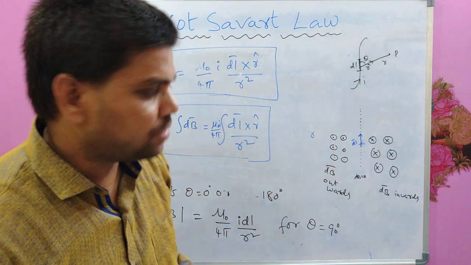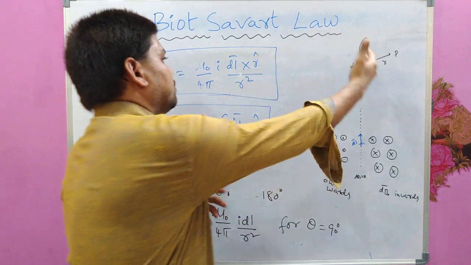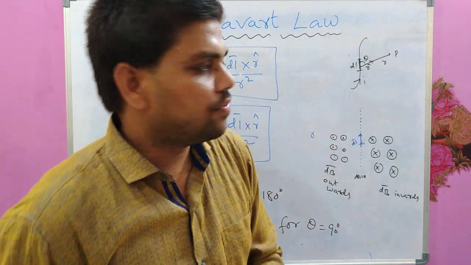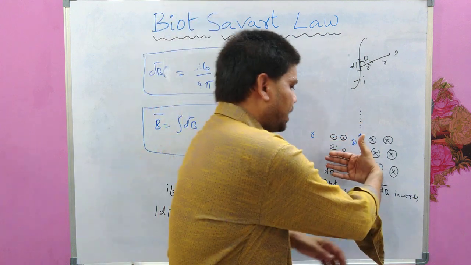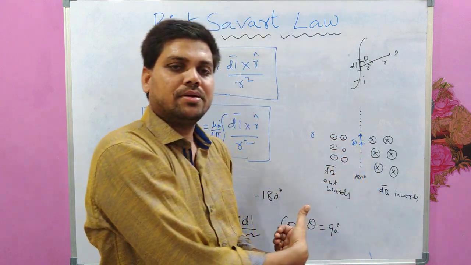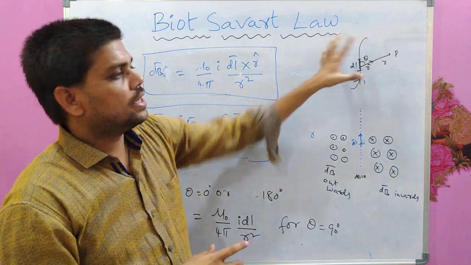This is how we make use of Biot-Savart law to find out the magnitude of the magnetic field at a point P, and we make use of this right hand thumb rule to find out the direction of that magnetic field produced by the current carrying wire.